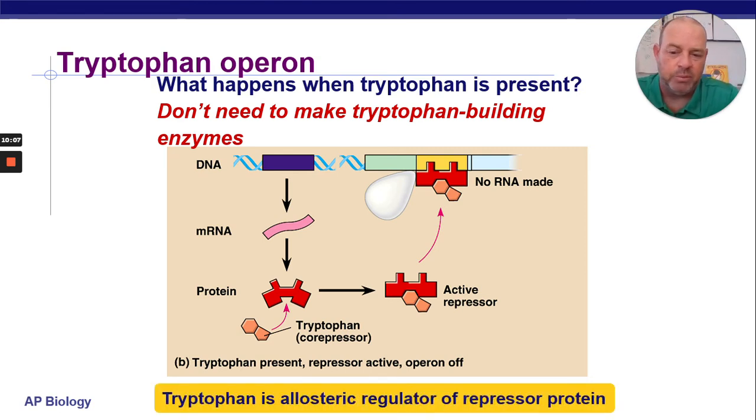Okay, and that's why we say that tryptophan is an allosteric regulator of the repressor protein. Remember, the allosteric site is not the site that's going to bind to the DNA, it's the other site that's going to cause the conformational change of the repressor so that it can bind to that DNA.